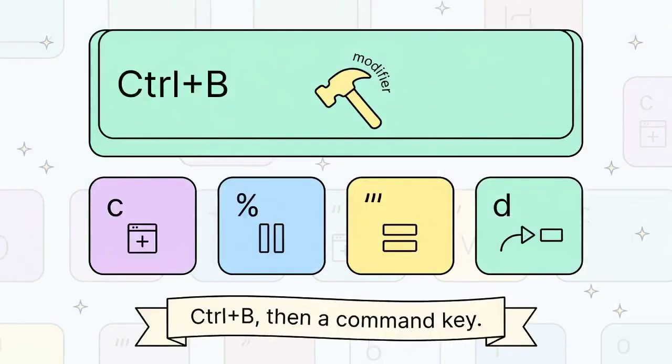Every tmux command starts with a prefix key, by default Ctrl-b. Think of it as a modifier hammer that wakes tmux up before listening for your actual command. Press Ctrl+B, release, then press a key like C for a new window, % for a vertical split, quote for a horizontal split, or D to detach.